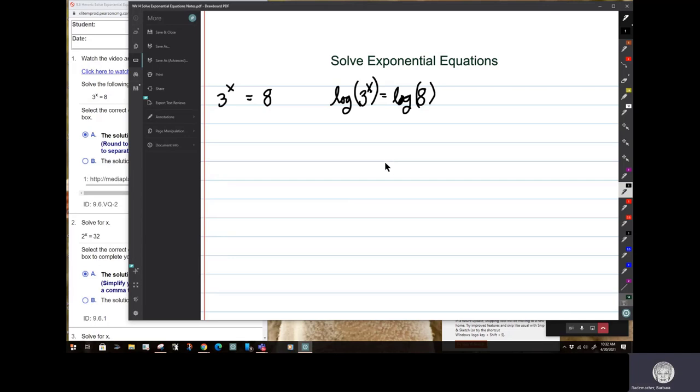Now here's the reason I have to use a log, some kind of log. I could take the ln of both sides, but I personally prefer to use the ln only when I have an e in the equation. So here I've taken the log of both sides. The reason is that logs bring down exponents. I'm going to use the power rule now to bring this exponent down. So I'll have x times the log of 3.